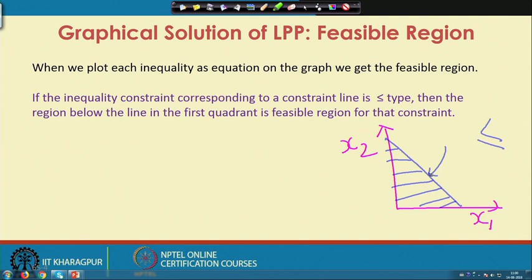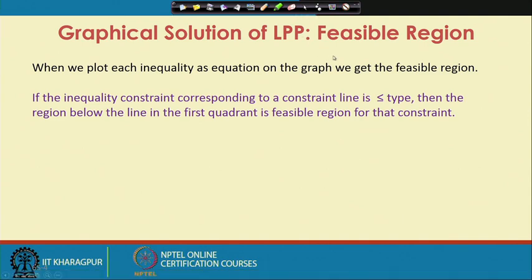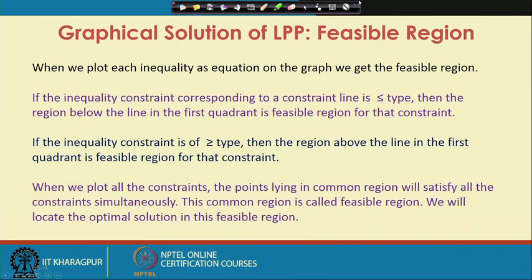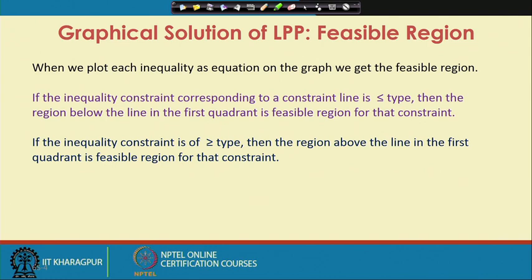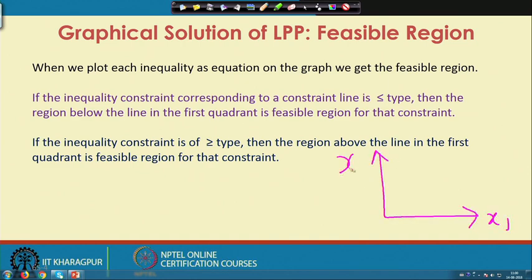Similarly, if the inequality constant is of greater or equal to type, then the region above the line in the first quadrant is feasible region for that constant. So, again what we mean is, if you have a constant greater or equal to type, then this is the region which is feasible for this particular constant.